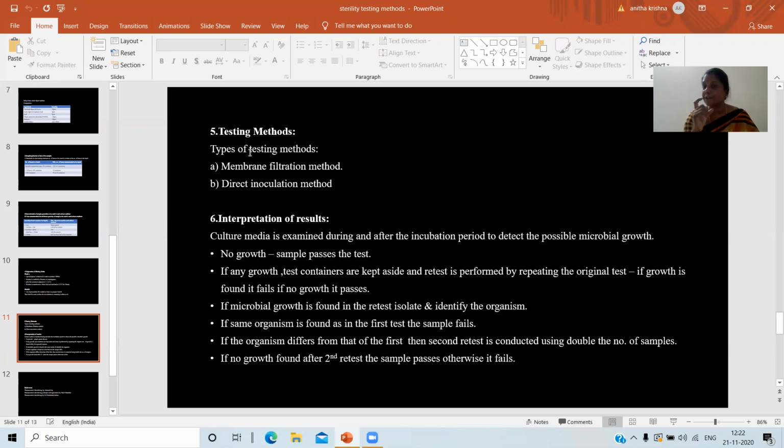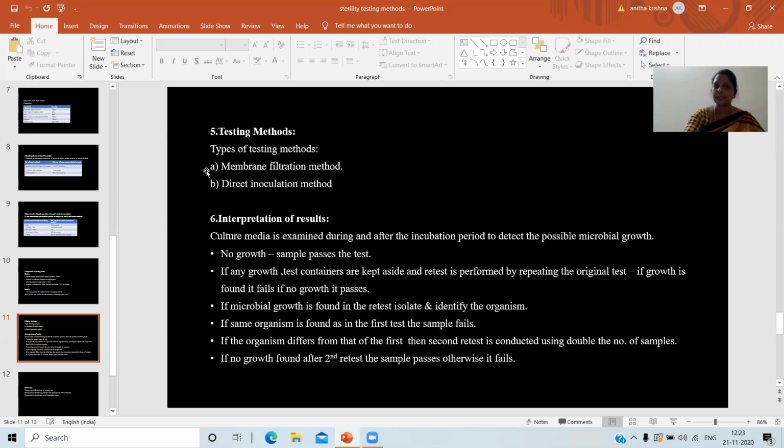And in case of syringes, you have to take the syringe and the needle, draw the fluid through the syringe, collect the fluid that has been drawn into the syringe, and then filter that fluid through the filter membrane and take out the membrane. Again, the procedure is the same. Wash the membrane 3 times with fluid A, and if it is oily substances with fluid B, and then cut it into 2 halves and incubate it in both the media. So that is how you generally perform your membrane filtration method.